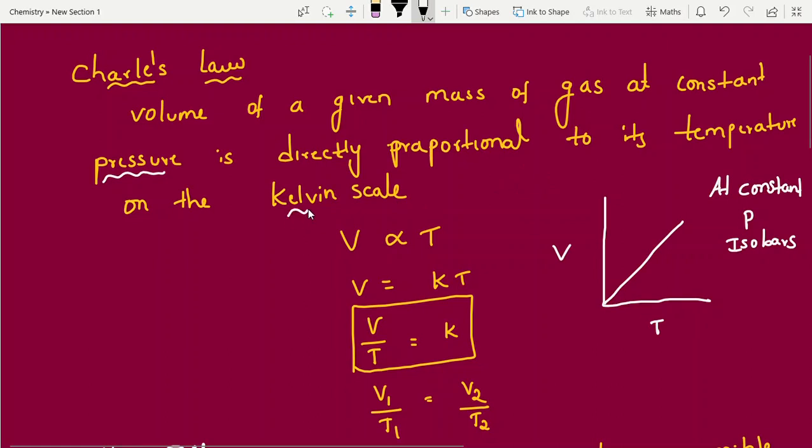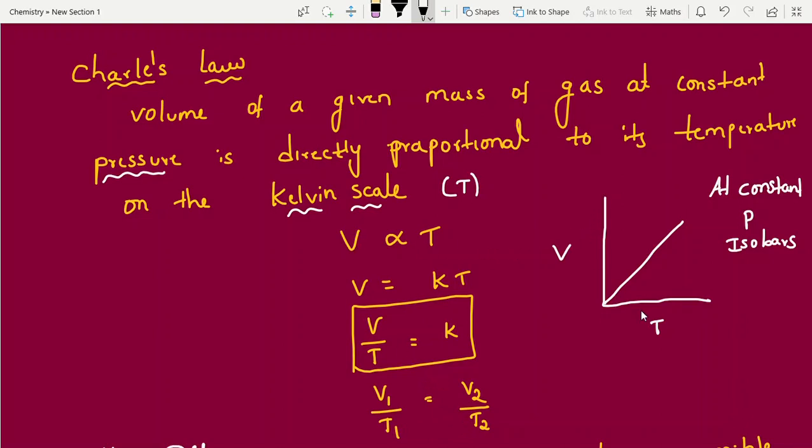I am writing the Kelvin scale first. In the Kelvin scale we represent temperature by capital T, and in degrees we express it with small t. Now look into this. Volume is directly proportional to temperature. Volume equals K into T. Instead of proportionality I have taken K into T. So finally you can write V by T equals K. So finally, the expression is V1 by T1 equals V2 by T2. This is the mathematical expression.